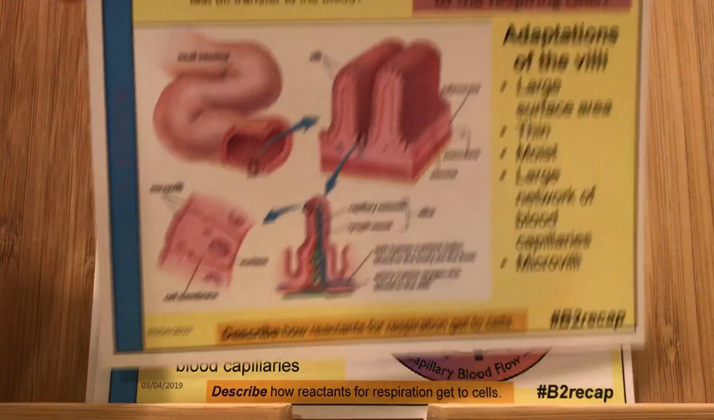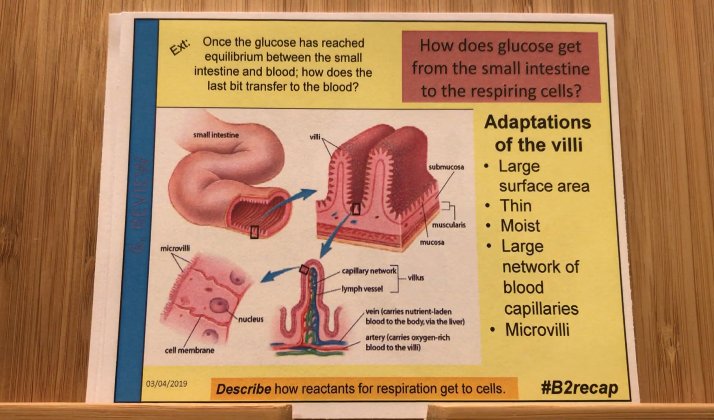Another B2 recap. This is about the villi. So the villi are important in this case because this is how the glucose gets from the small intestine through the villi into the blood. Again, same adaptations we just talked about, except now we've got microvilli as well, and these allow for even greater surface area. So again, we've got high concentration of glucose inside the small intestine compared to the blood in these capillaries in the villi. So by diffusion, they move from the high concentration inside the small intestine, low concentration in the blood. And then we get to this point of equilibrium.